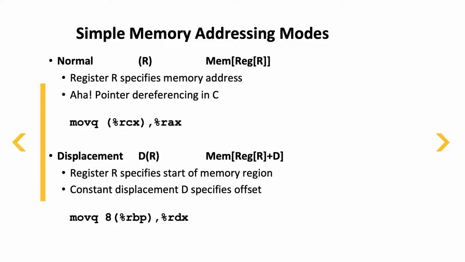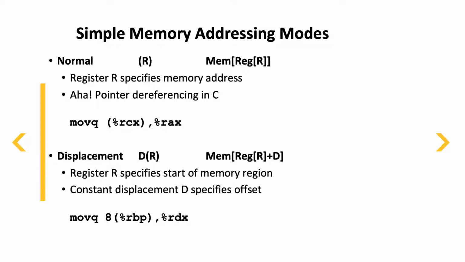So if we have a displacement outside, preceding those parentheses, and then the register inside those parentheses, the register specifies the start of a memory region that still has just a memory address, and constant displacement D specifies the offset. So when we go out to memory, we're going to say, start at the address stored in register R, but then add this offset to it to get to where we want to go.